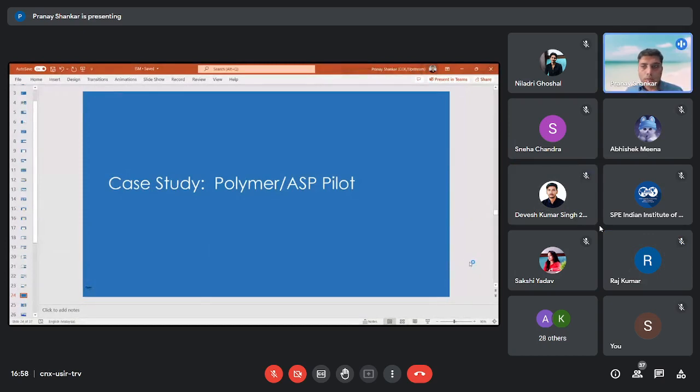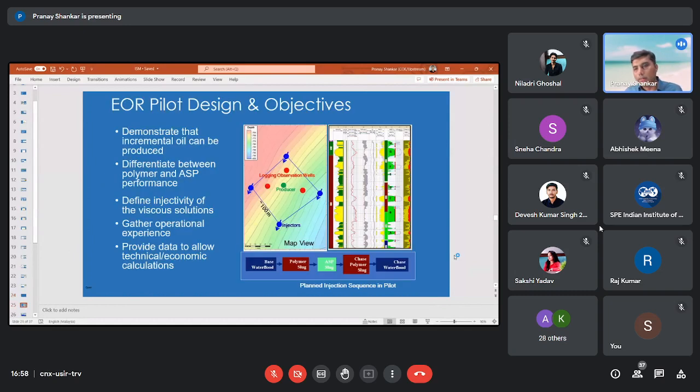So first we will talk about polymer and ASP, which we did in one of the fields in India. It's called Mangla. When I was in Cairn. So basically, before we get into full field implementation, any EOR technology needs some pilot tests.